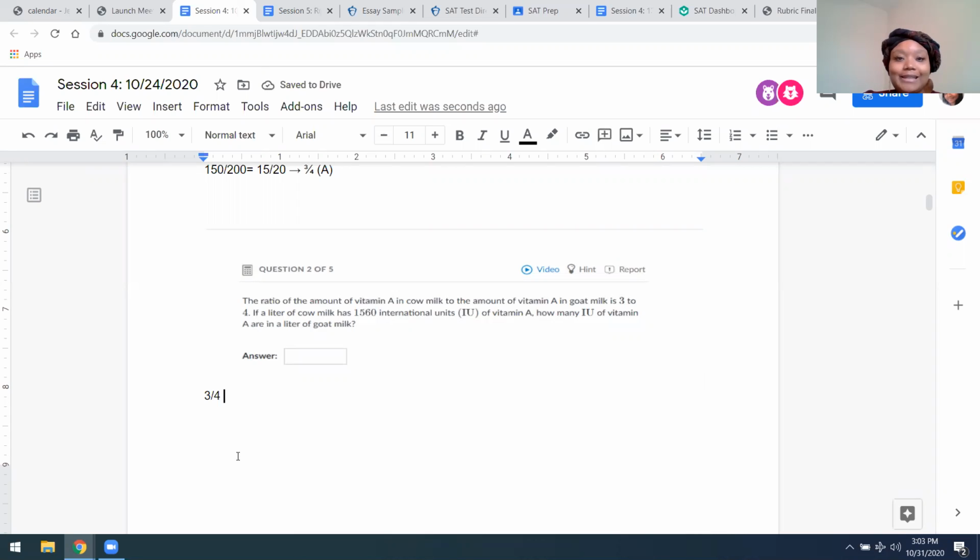Now, we know that this amount is going to be proportional or equal in terms of how one piece relates to the other piece. What do I mean by that? If a liter of cow milk has 1,560 international units, or IU, of vitamin A, how many IU of vitamin A are in a liter of goat milk? So we know that there are this many IUs of vitamin A in cow milk.